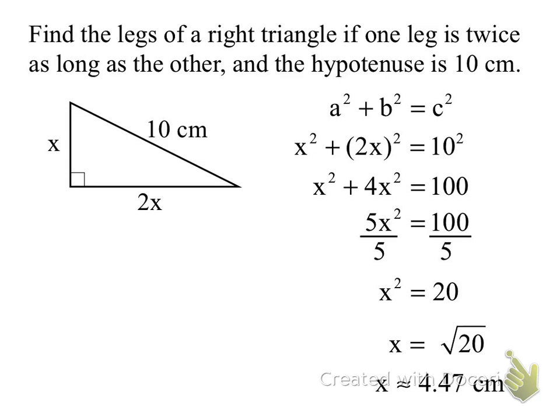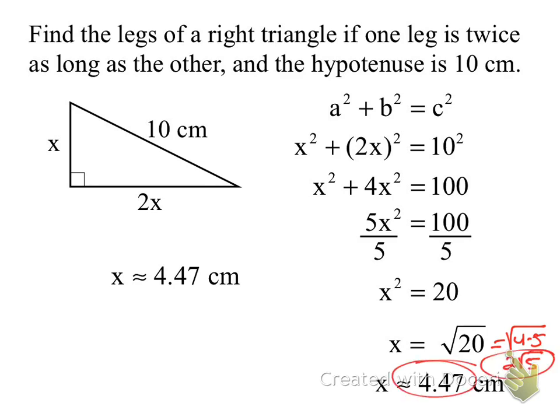Okay, questions? Can you view it? X equals rad 20. No, you may not. You must reduce the radical, do 4 times 5, and that becomes 2 rad 5. Reduced radical or estimation. Got it? Okay, questions?